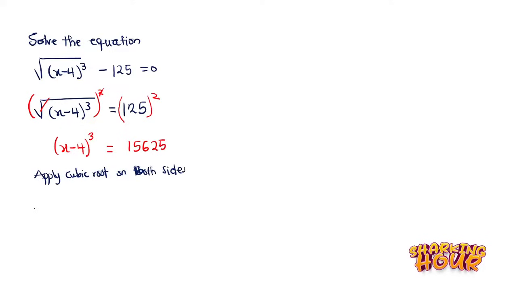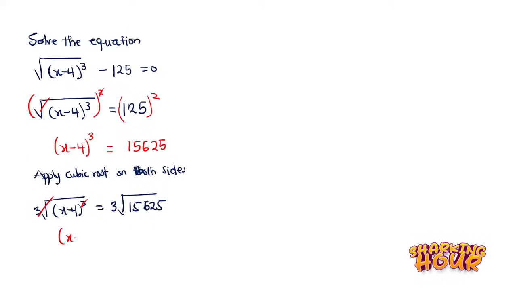So if I do that, I will have the cubic root of x minus 4 raised to the power cube is equal to the cubic root of 15,625. So this is what I have. Now from here, all I need to do is to proceed and simplify this. Now mind you, this is cubic root and not 3 root, the value inside the root. Okay, it's cubic root. So from here, what will happen is that the cube over here will take care of the cubic root over here.